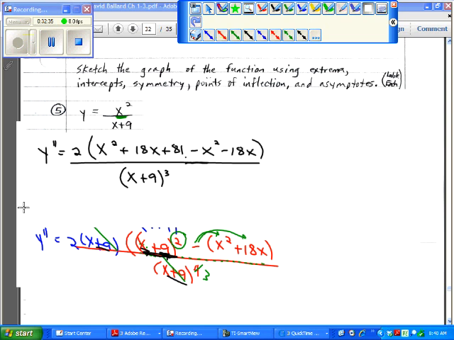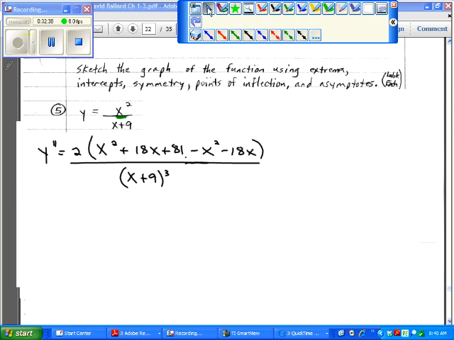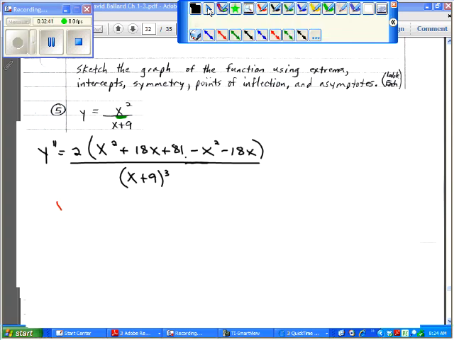All right, I'm going to wipe out the bottom. We'll find like terms to combine, so we're going to have y double prime equal 2 times this x squared and the minus x squared. The x squares go out. There's an 18x and a minus 18x, and they go out. So now we have a 2 times an 81, which is 162 over (x+9) cubed.